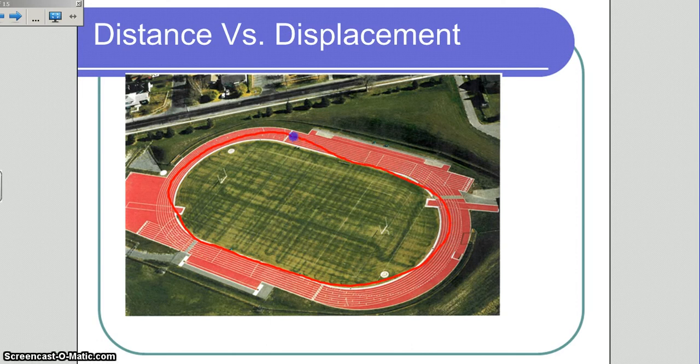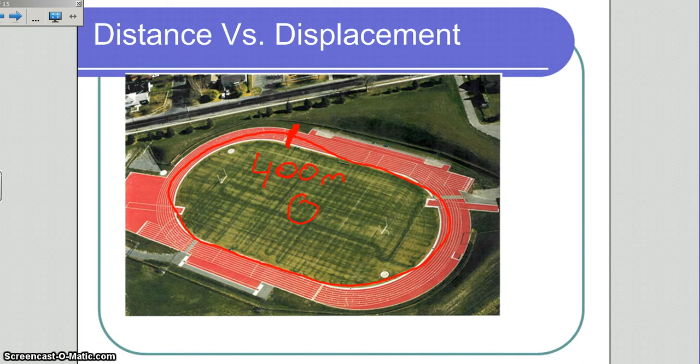I'm a really bad runner. And I finish there. My total distance traveled would be 400 meters. My displacement, however, was 0. The reason my displacement was 0 is because I started, went all the way around, and finished exactly where I started. So I had no displacement there.